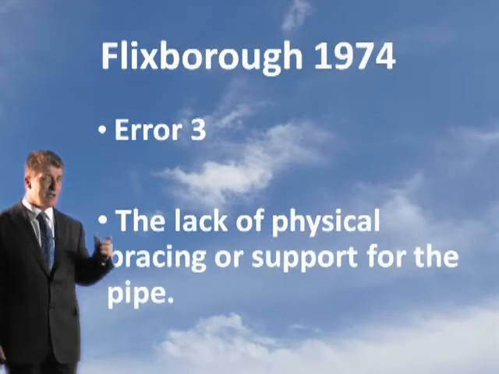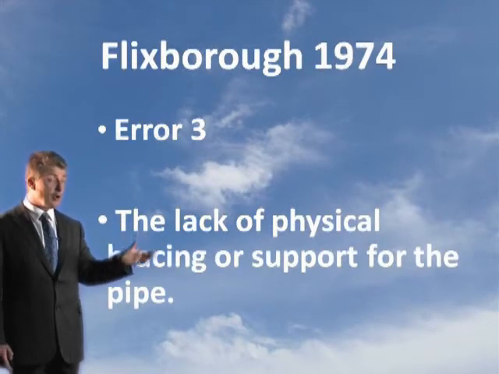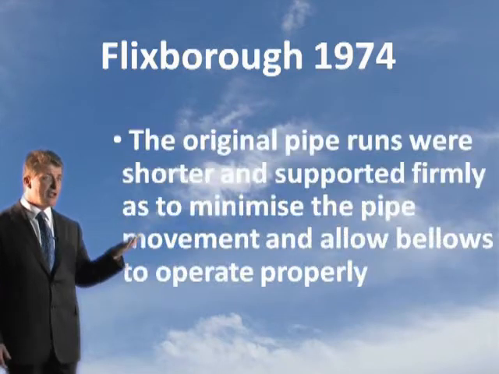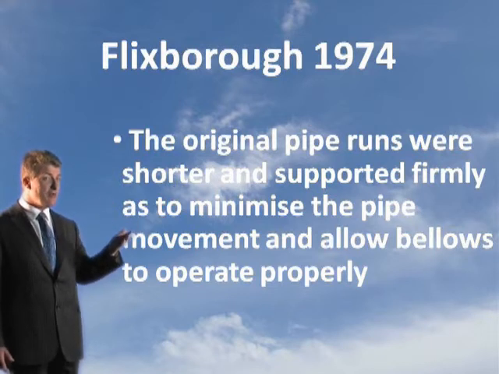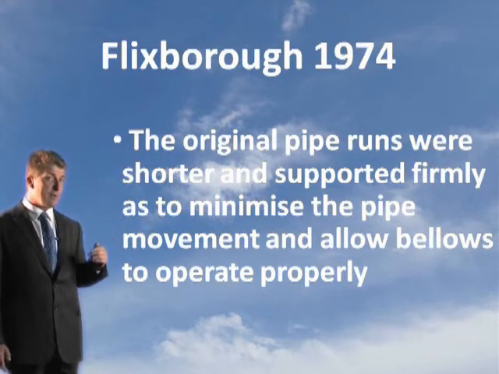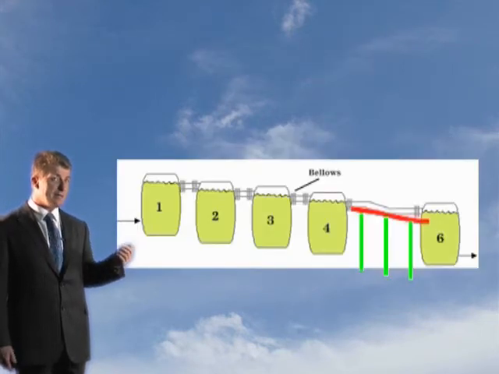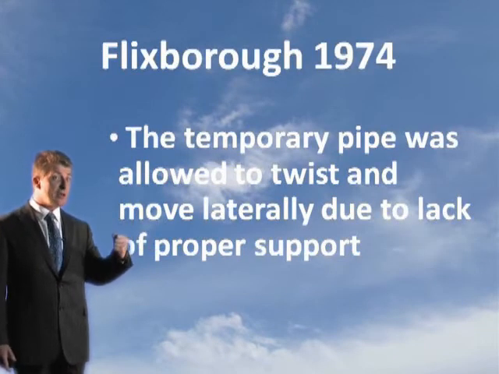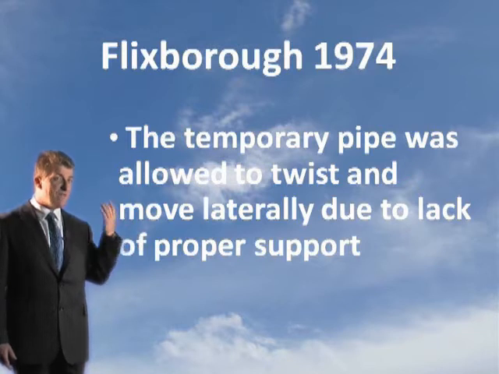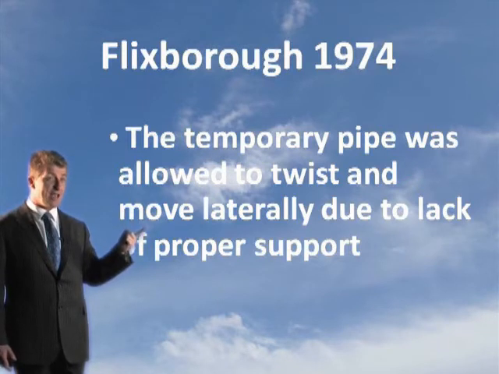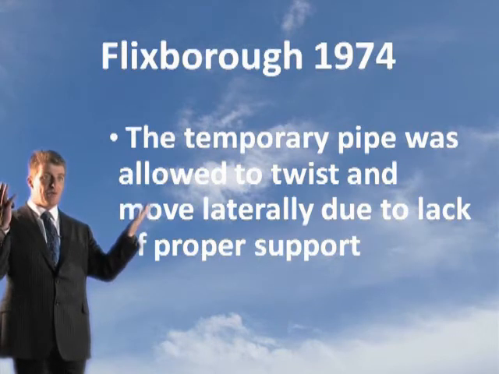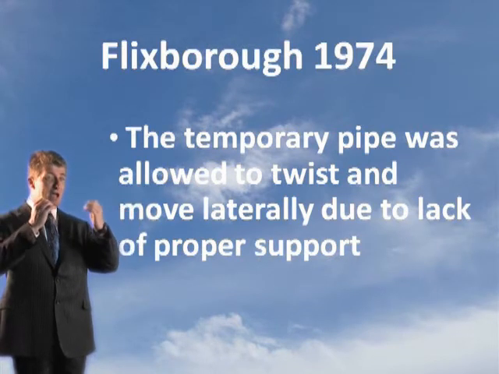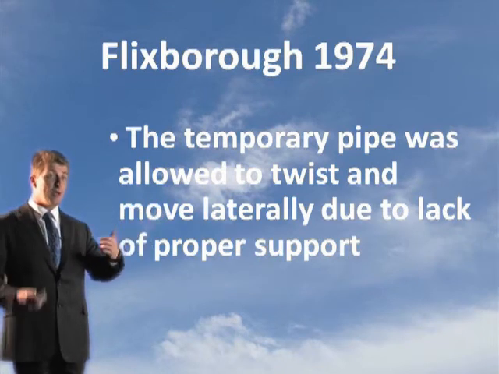Error 3. The lack of physical bracing or support of the pipe, so they didn't give it enough bracing. The original pipe runs were a lot shorter and supported firmly to minimise pipe movement and allow the bellows to operate properly. The result was the temporary pipe was allowed to twist and move laterally due to lack of bracing, and 50 tonnes of cyclohexane was released. It travelled away from the site, subsequently reached a flare, and exploded. Again, 28 people were killed.